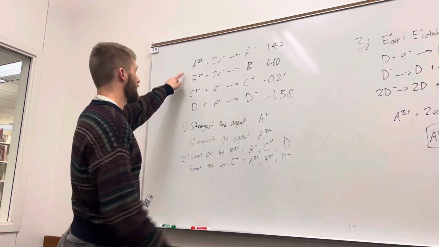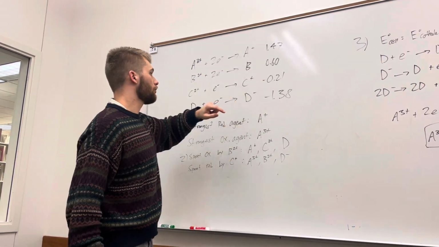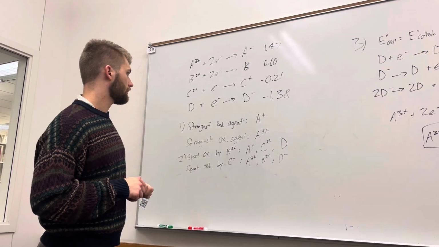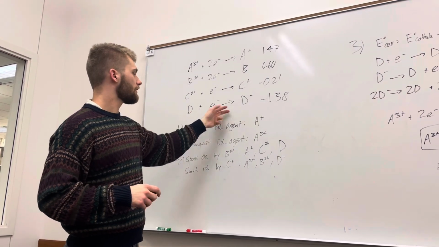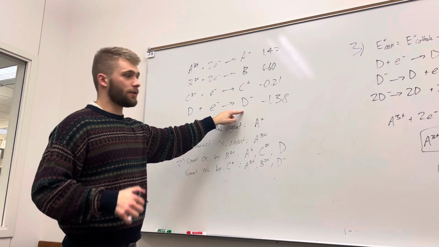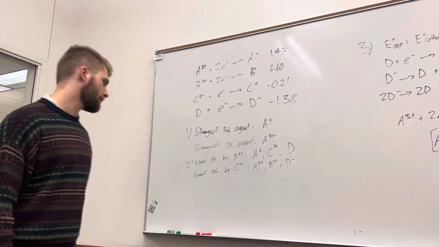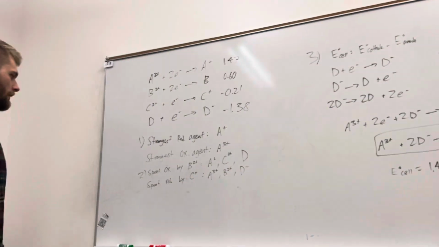So those values are going to be A3+, right? Much larger than 0.21. It's going to be B2+, much larger than 0.21. And if we swap this, D-, it's going to have a reduction potential of 1.38 positive. So those are your things that will be spontaneously reduced by C+.